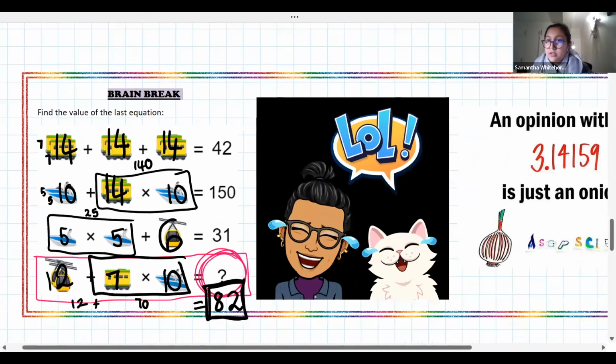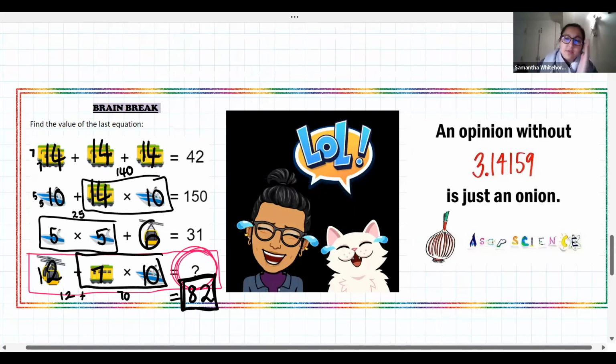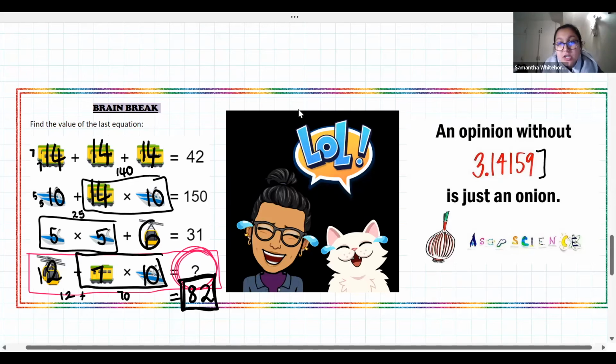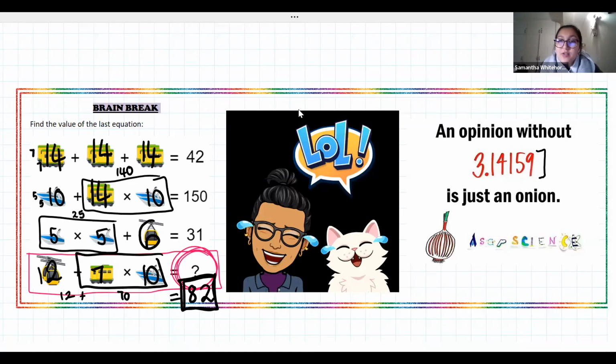Okay, there's your math joke. Again, if you would like it. Do we all get it? So if you don't get it, this number is the first sort of digits of pi. Pi is 3.1415, blah, blah, blah. So if you take pi and you take the pi out of opinion, you are left with onion.